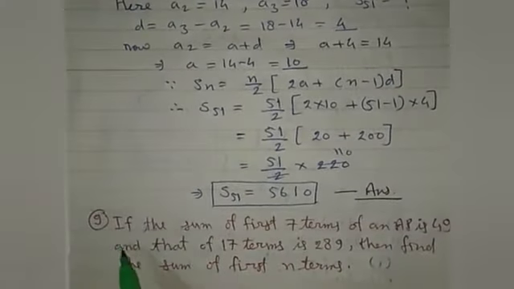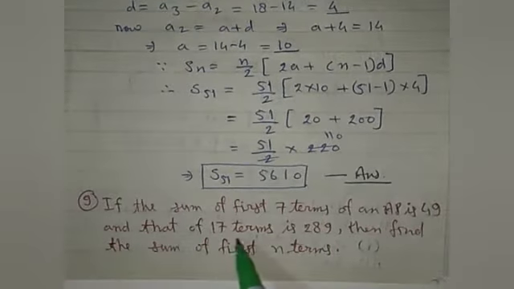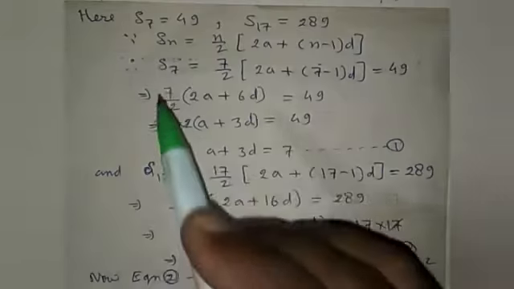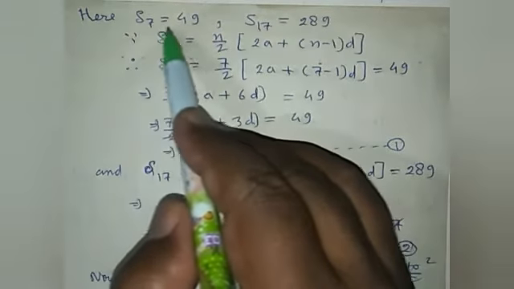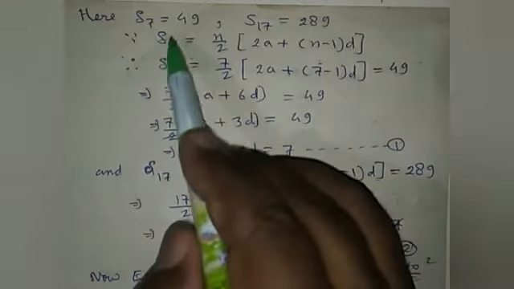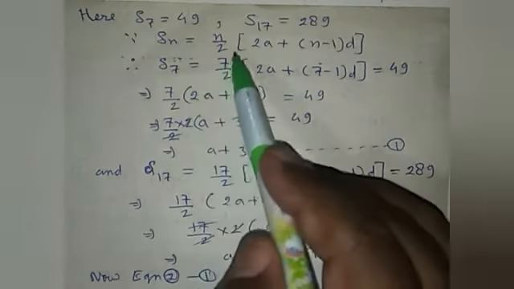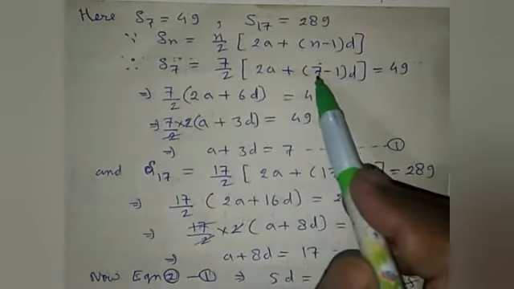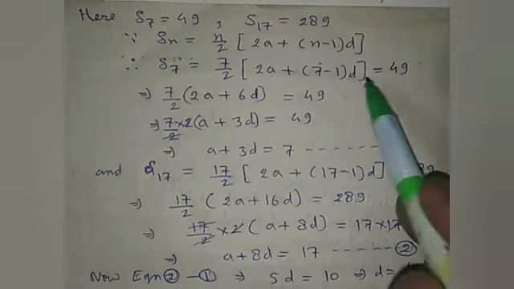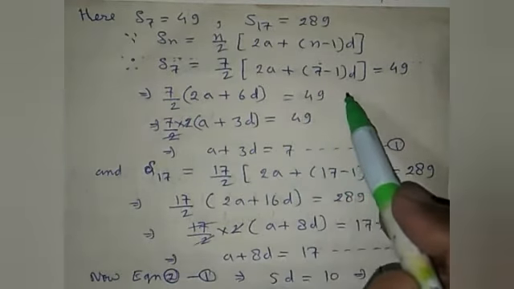Now in question number 9, if the sum of first 7 terms of an AP is 49 and that of 17 terms is 289, then find the sum of first n terms. Here S7 equal to 49 and S17 equal to 289 are given. Since Sn equal to n by 2 into 2A plus n minus 1 into D, hence S7 is equal to 7 by 2 into bracket 2A plus 7 minus 1 into D, which is given as 49. So here 7 by 2 into 2A plus 6D is equal to 49.